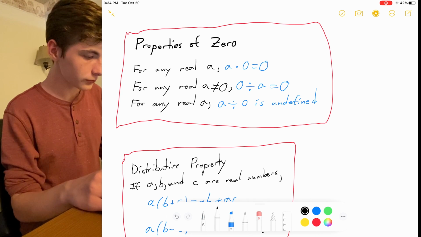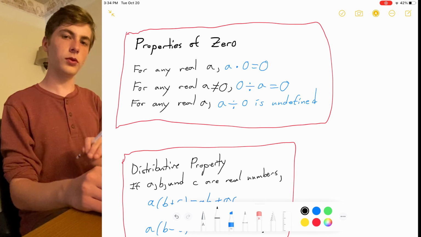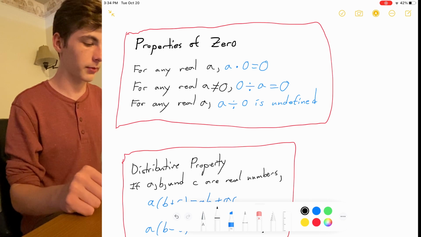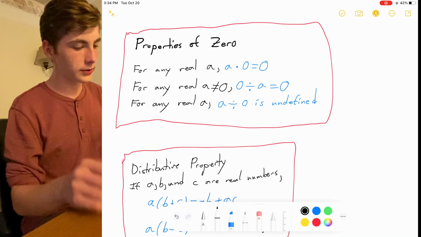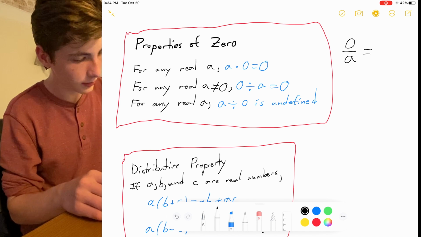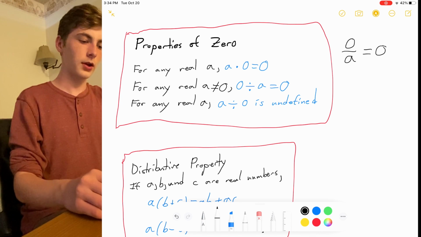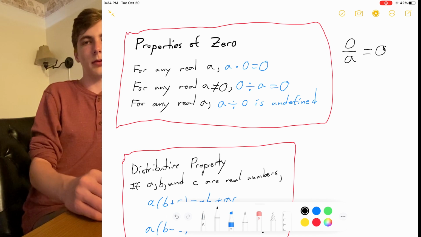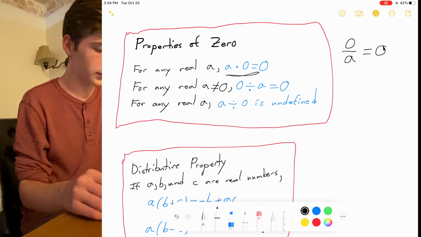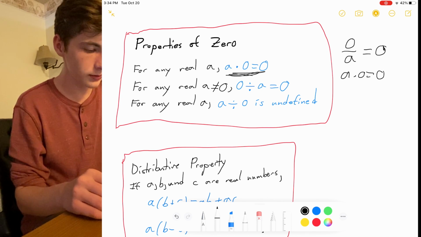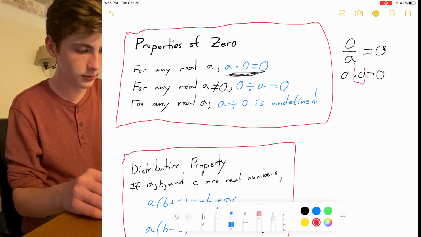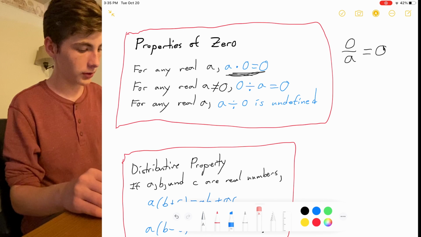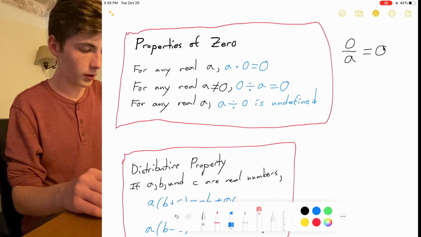Also, for any real a that is not equal to 0, and it's not equal to 0 because of the next property that we're going to talk about right after this, 0 divided by a is always going to equal 0. Why? Well, how many times does a go into 0? What do I have to multiply a by to get to 0? Like we just talked about, you multiply by 0 to get to 0. So 0 divided by a is always going to equal 0. Really, this is just naturally stemming from that first property of 0.